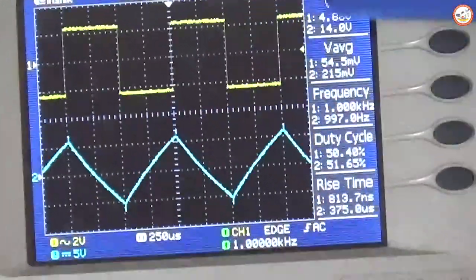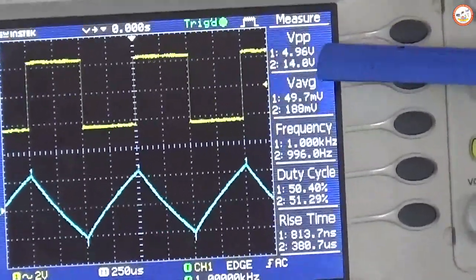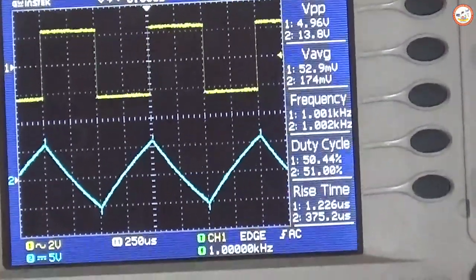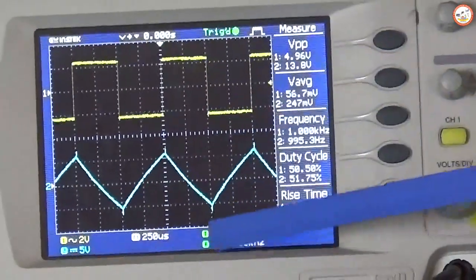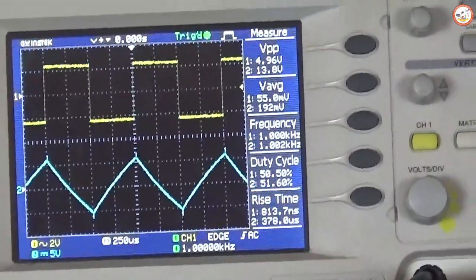This is the input which you have given, a square wave, 5 volts peak to peak. You can see the measurement. It is 4.96, approximately equal to 5 volts. And the output you are getting is the integral of this square wave, so that is a triangle wave. The output is a triangle wave. This is all about the integrator circuit.